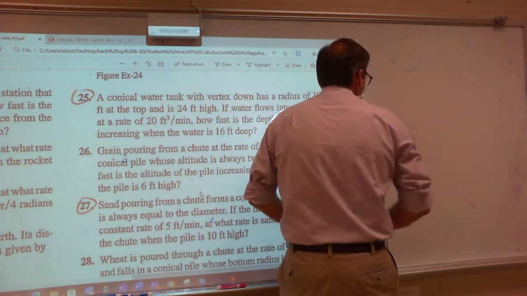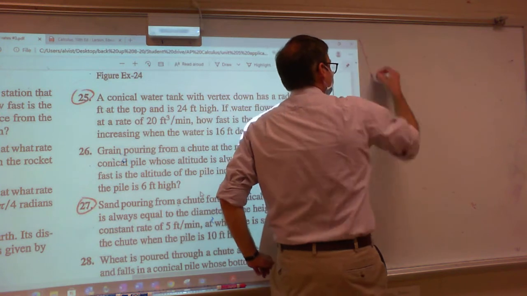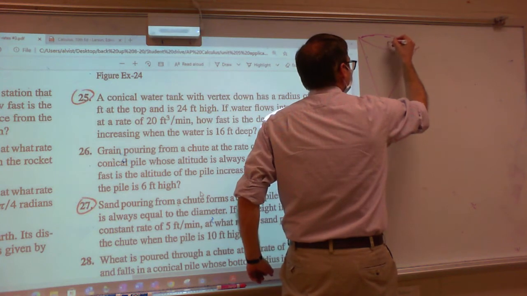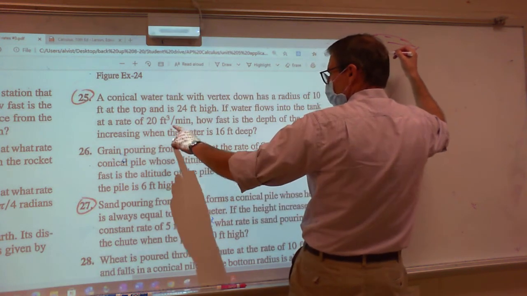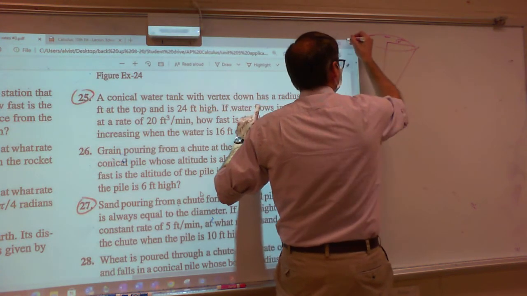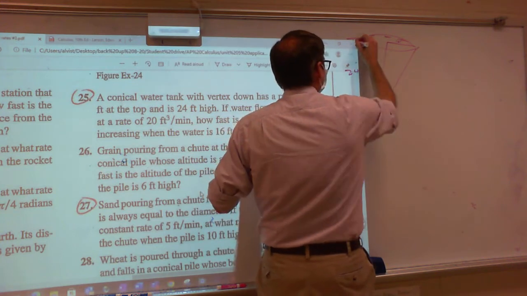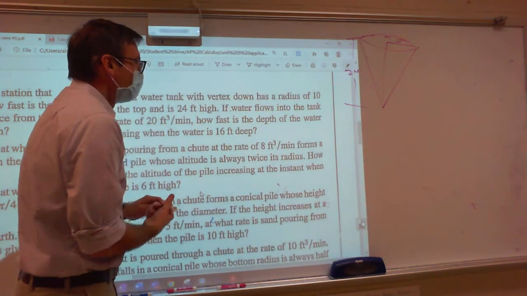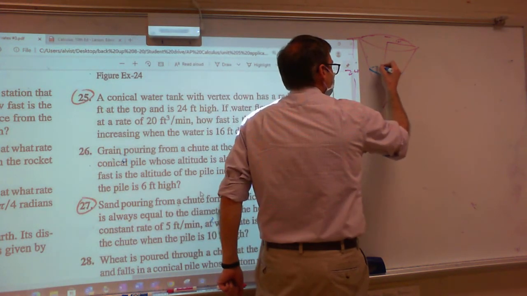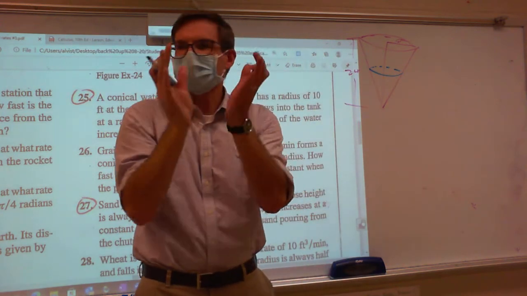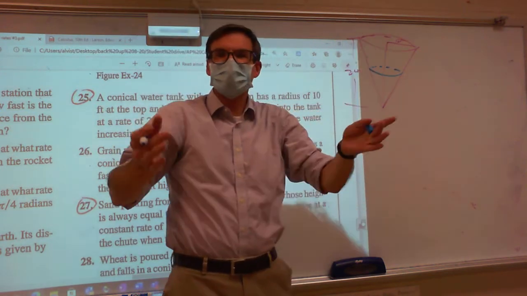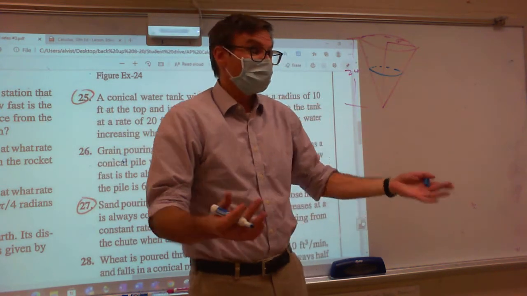So here's my cone. Let's see, the radius of the cone is 10. The height of that cone is 24. And we have water. Like there's water in the cone, right? Notice I put numbers for the dimensions of the actual tank because the tank doesn't change. So I can put numbers.